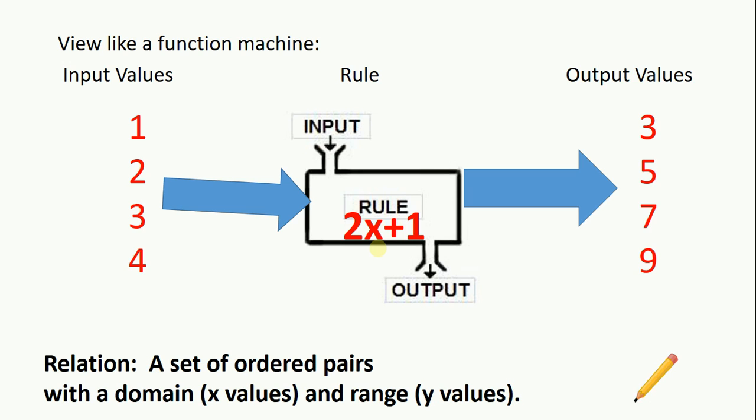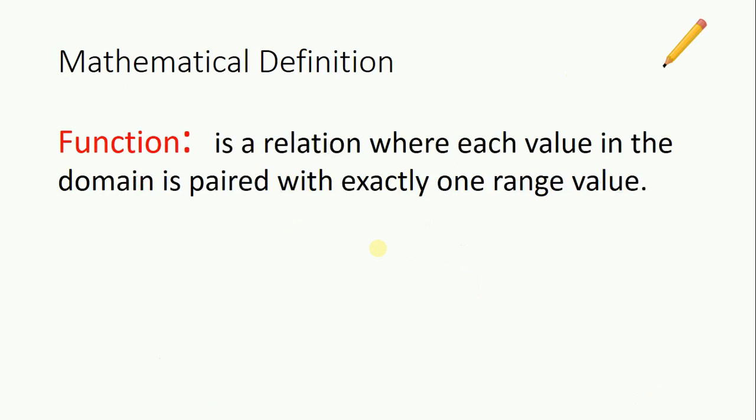This is also a relation. So a relation is a set of ordered pairs with a domain, which is your x values, and a range, which is your y values. Functions, however, are a special kind of relation. This is where each value of the domain is paired with exactly one range value.